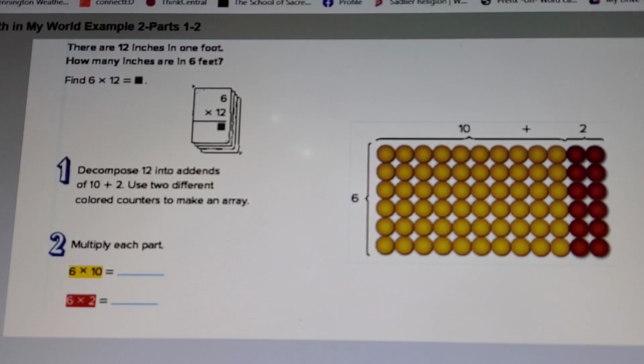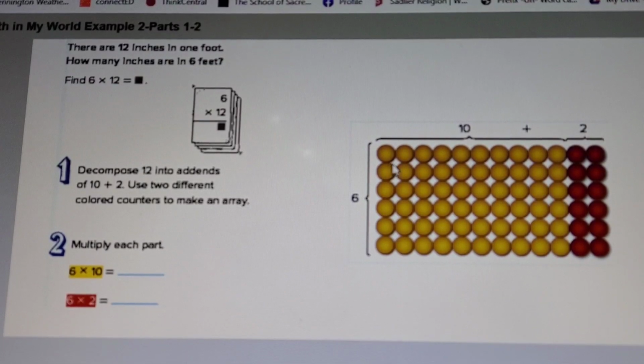Math in My World, Example 2, Parts 1 and 2. There are 12 inches in 1 foot. How many inches are there in 6 feet? Find 6 times 12 equals unknown, written as a number sentence, and also written as a flashcard or vertically. Number 1, decompose 12 into addends of 10 plus 2. Use 2 different colored counters to make an array.